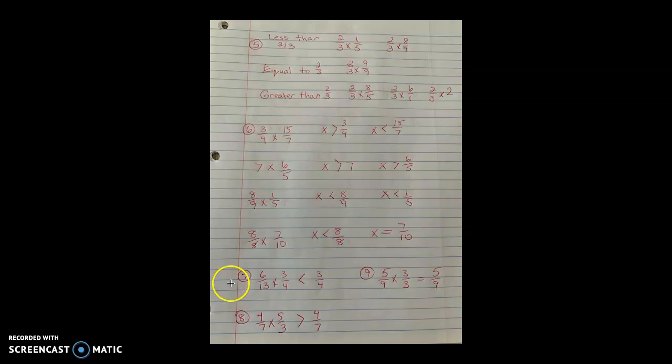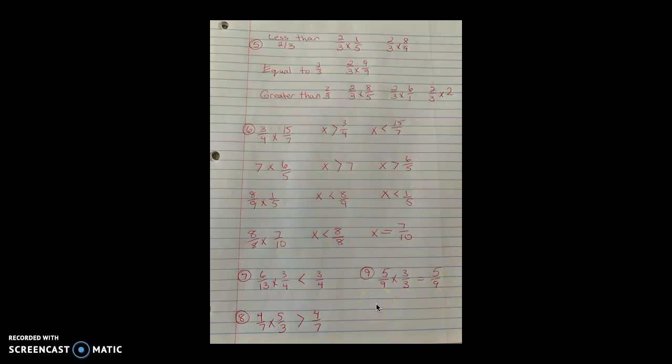On question number 7, both of these are smaller than 1 whole, so my answer is going to be less than what I started with, less than 3/4. On number 8, because 5 over 3 is greater than 1 whole, when I multiply 4/7 times 5 over 3, I'm going to get an answer that's greater than 4 over 7. And on number 9, when I multiply by 3 over 3, which is equal to 1 whole, I get an answer that is equal to 5/9.